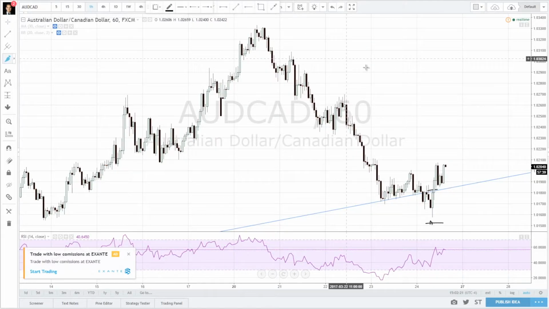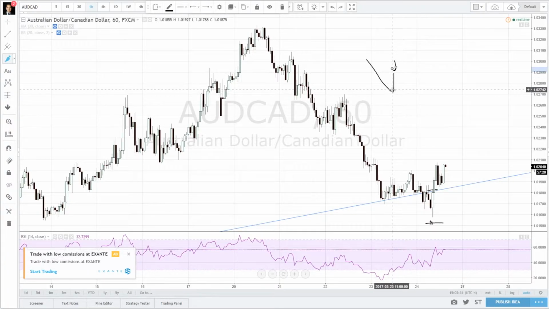Engulfing candle meaning that we're going to be pulling back. Let me draw this here. We're pulling back a little bit. Then we have this bullish engulfing candle, which says there's pressure by the buyers here. So you have to be careful. Price is likely to go up.